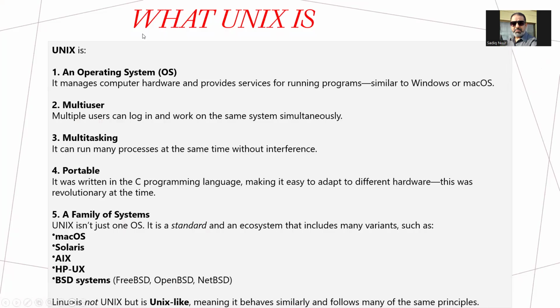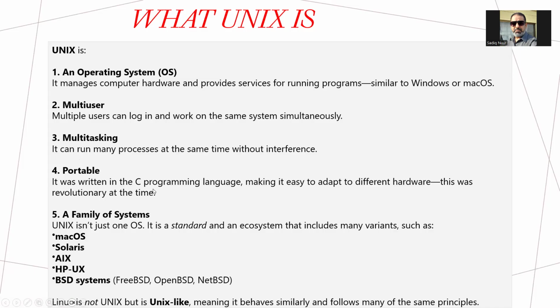So the next is what Unix is. Unix is an operating system, multi-user, multitasking, portable, and a family of systems, right? An operating system means that it manages computer hardware and provides services for running programs, similar to Windows or Mac OS. Multi-user means that multiple users can log in and work on the system simultaneously. Multitasking means it can run many processes at the same time without interference.